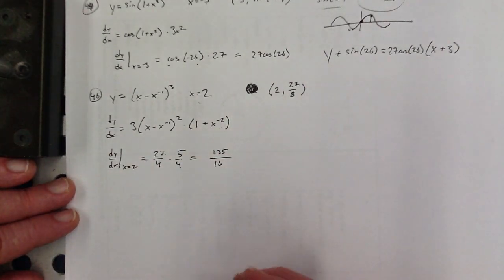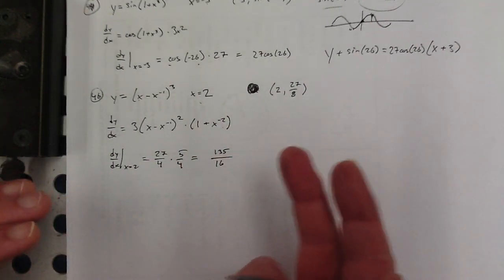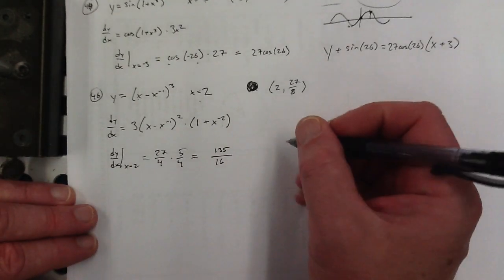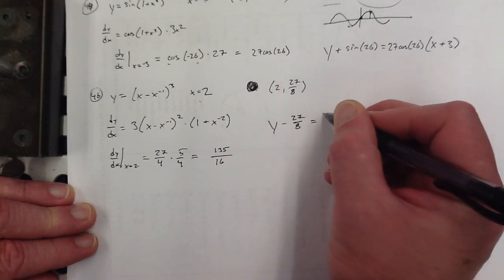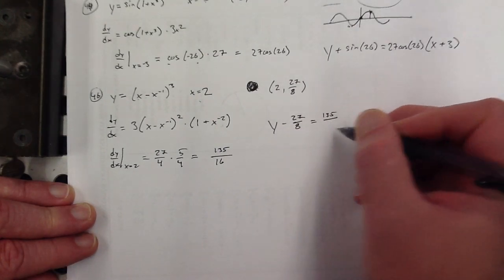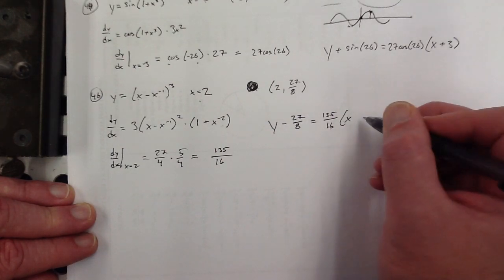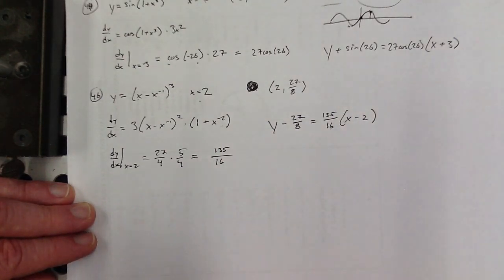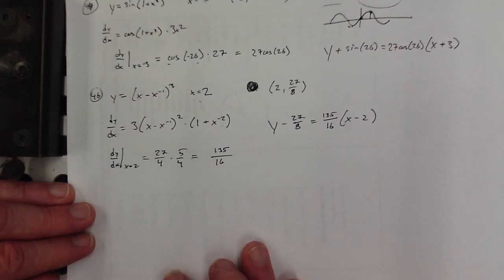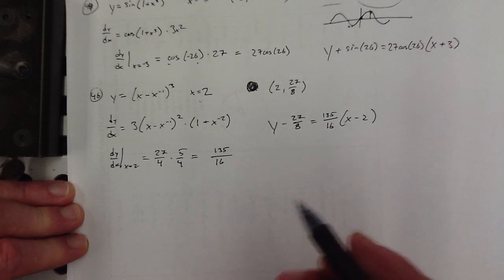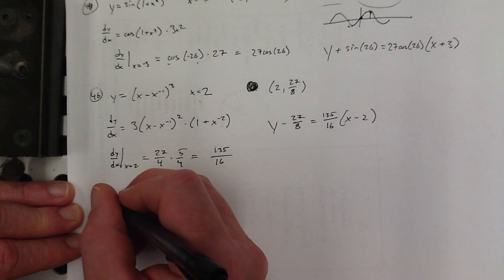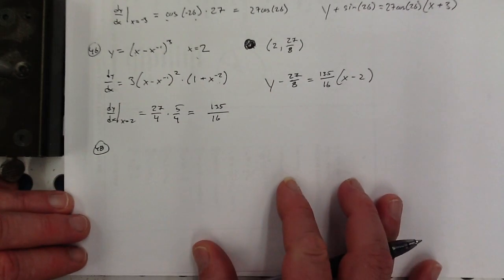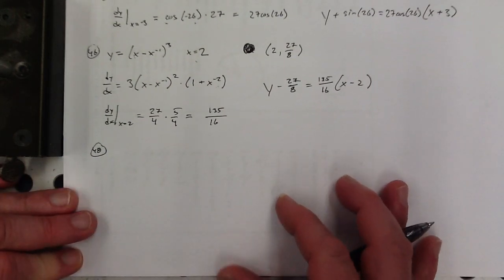All right, and you're like, oh, math. But now if you're doing point-slope form, you're done. You just have to write it. y minus 27/8 is equal to 135/16 times x minus 2. Great. We're going to come back to this one and show you something with the calculator. Not that you're allowed to use your calculator, but just to check our answer there and give you a good visual.